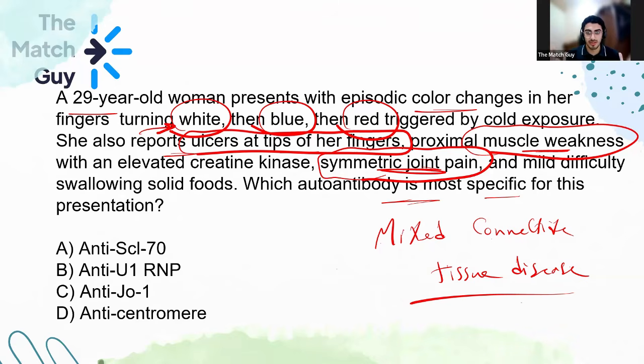Okay, so what is the autoantibody specific for mixed connective tissue disease? Amazing, guys, as you said, the anti-U1 RNP. Okay, anti-U1 RNP. Again, the disease itself is mixed and the autoantibody looks mixed. It is just a bunch of letters and one number, anti-U1 RNP. All right, so be familiar with that.